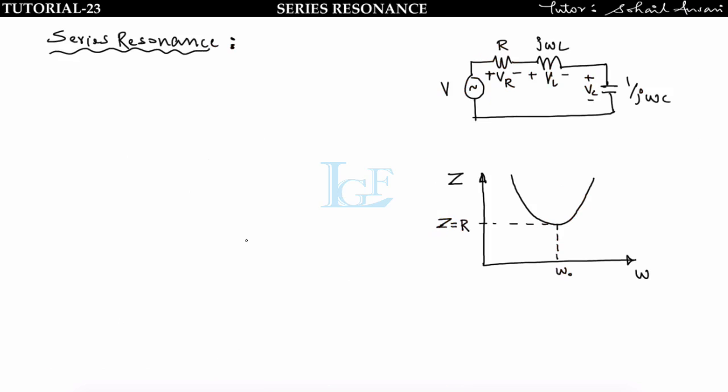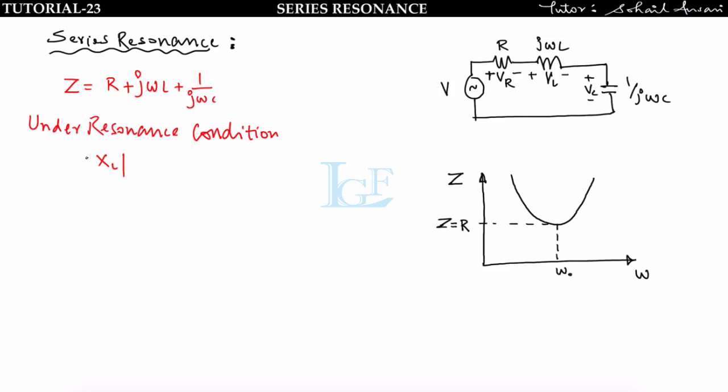Let us consider a series RLC circuit connected with voltage V, that is AC voltage. The voltage drop across R, L and C is VR, VL and VC respectively. Now the impedance of this circuit is given by R plus j omega L plus 1 upon j omega C, and we know that under resonance condition, magnitude of XL is equal to magnitude of XC.